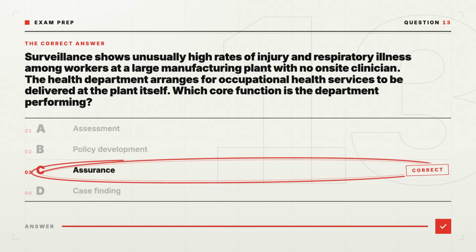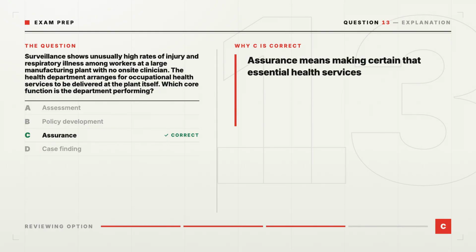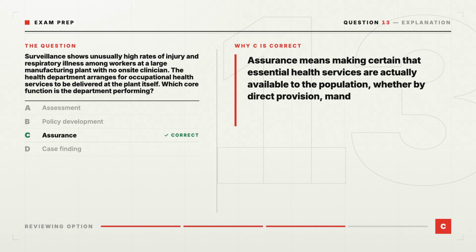The correct answer is C. Assurance. C is correct because assurance means making certain that essential health services are actually available to the population, whether by direct provision, mandate, or linkage to another provider. Arranging on-site services for a workforce that had none is assurance in its clearest form. The factory example is the course's signature illustration of this function.